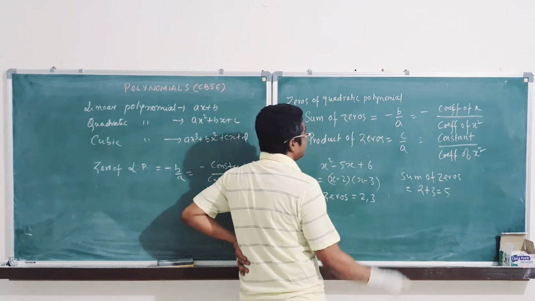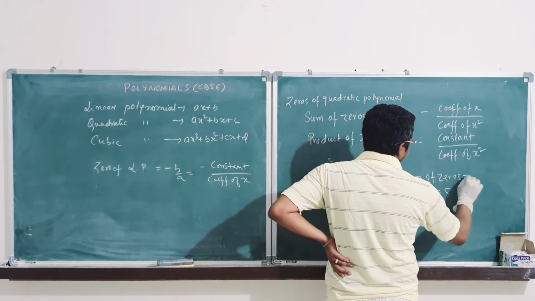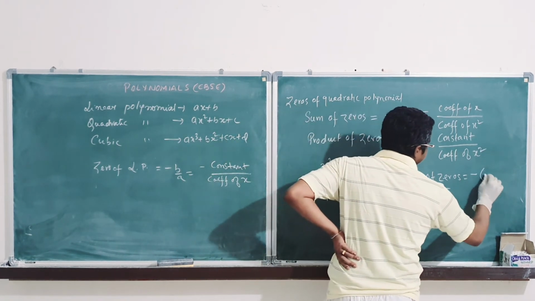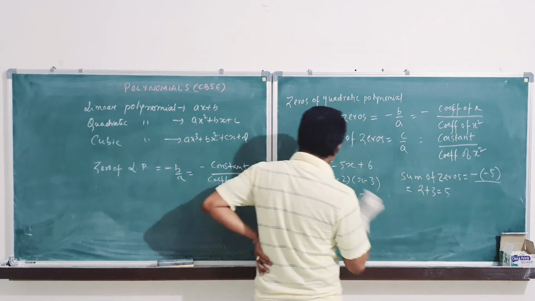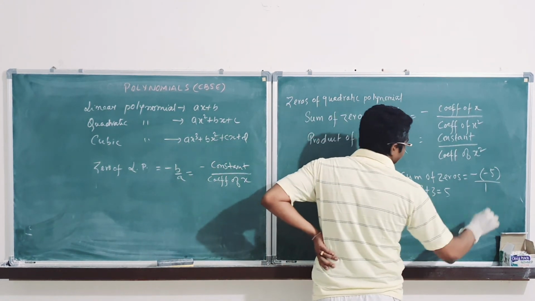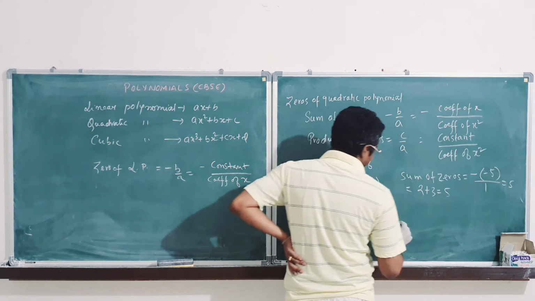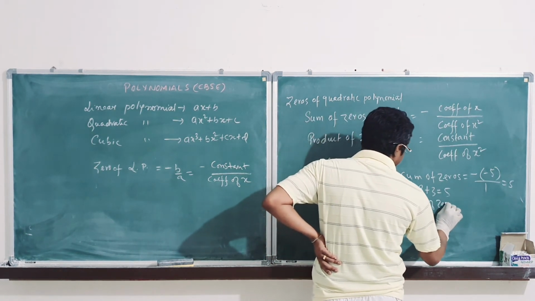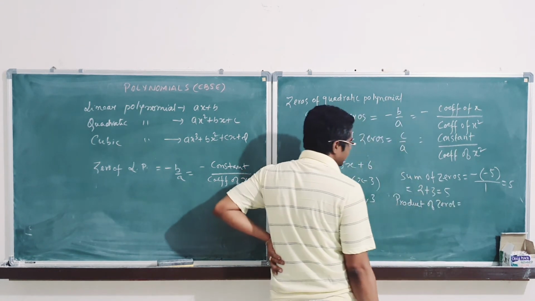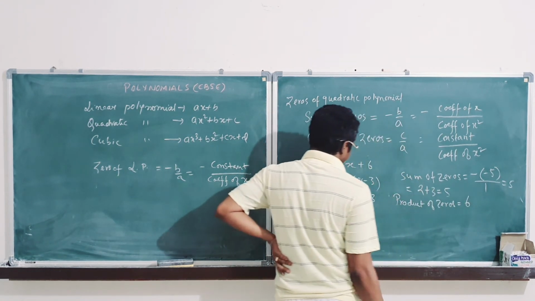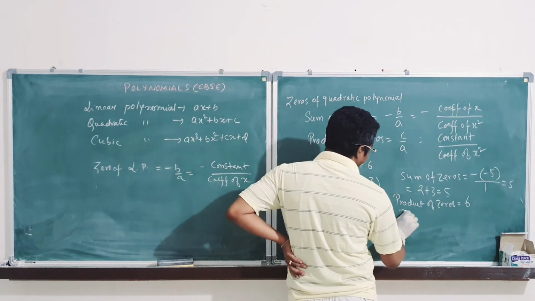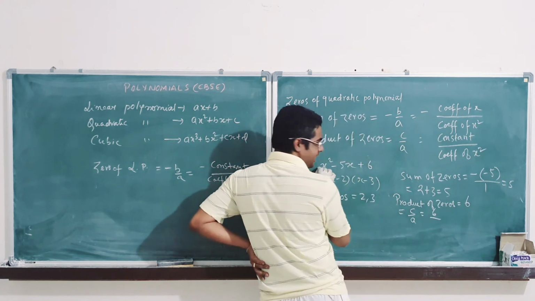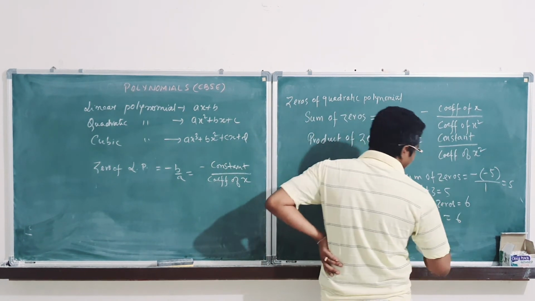Now from this formula, it will come minus b, that is minus of minus 5, by a. Here a is 1, so this will be 5. So matching. Next, the product of zeros is equal to 6, right? 2 into 3. And by that formula, c by a, c over here is 6 and a is 1, so 6. So it is getting verified.